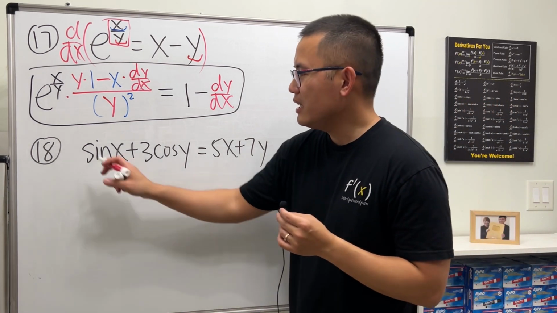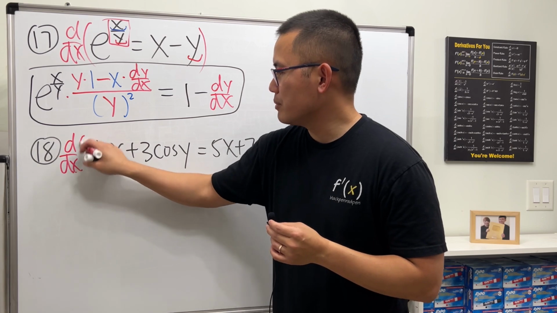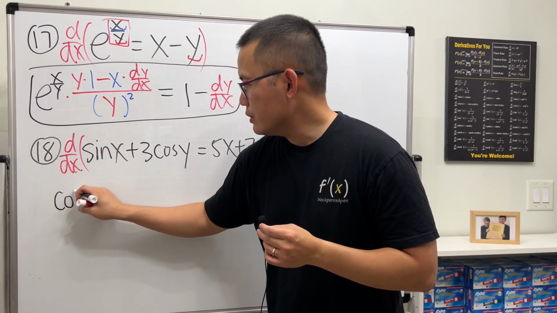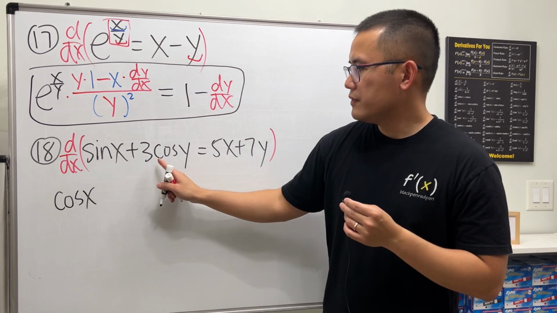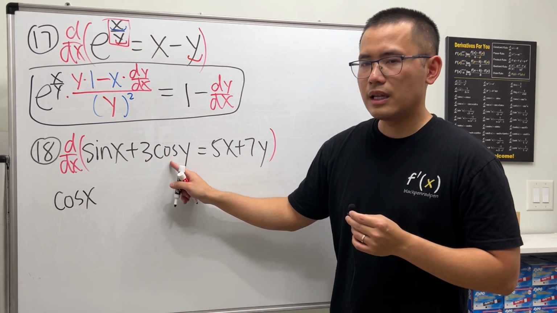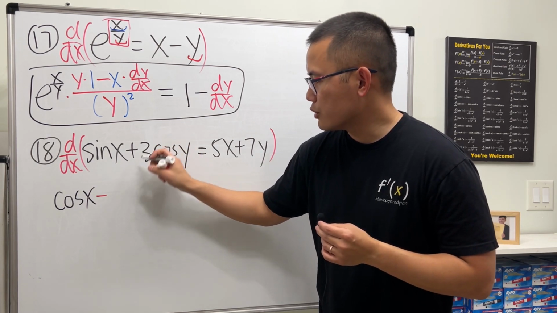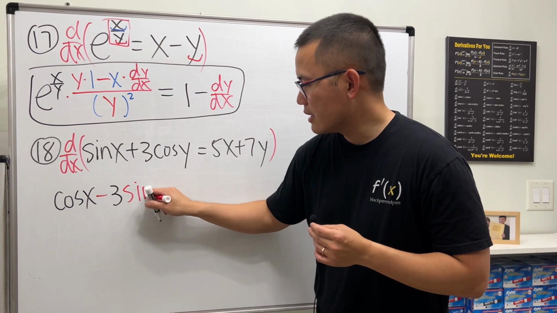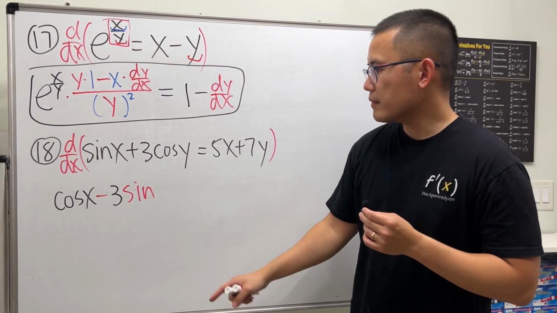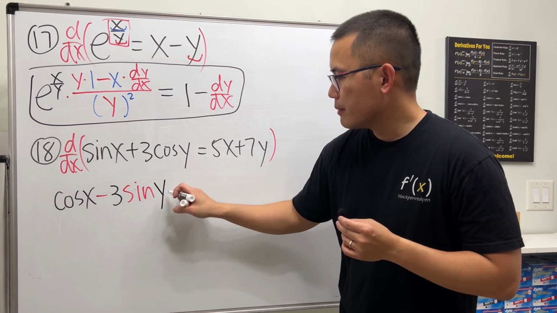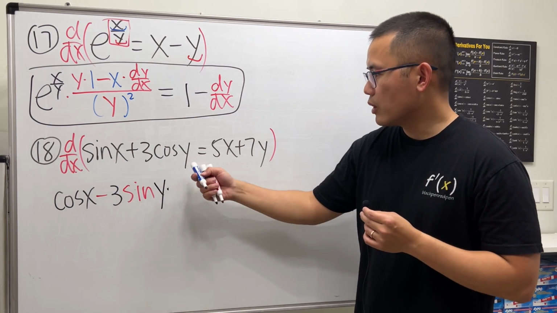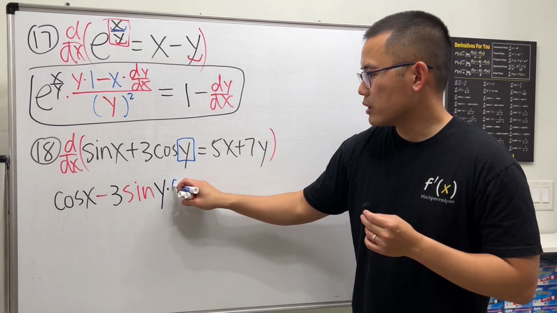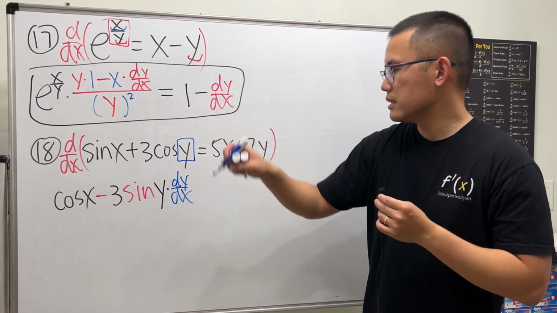Now, for number 18, again, implicit differentiation because the y is not isolated. Derivative of sine x is cosine x. Derivative of 3 times cosine, that will be a negative, right? And then the 3 stays. Cosine, the derivative is negative sine. Negative sine for the cosine, and then the input is y. And we have to remember, this is like cosine of a box because y is a function of x. Here we need to multiply by dy dx, like that.